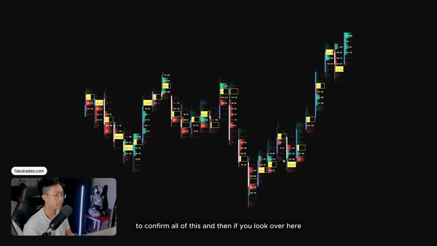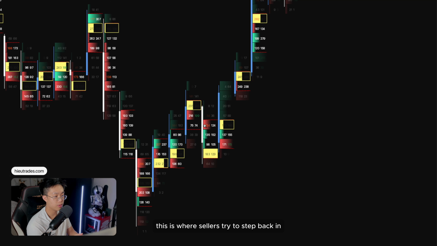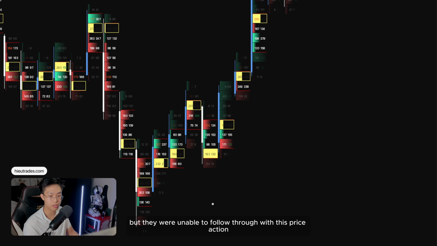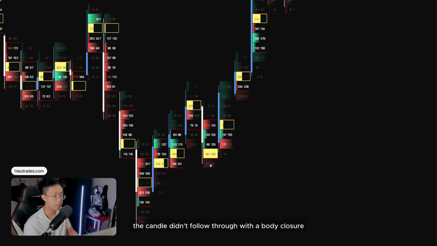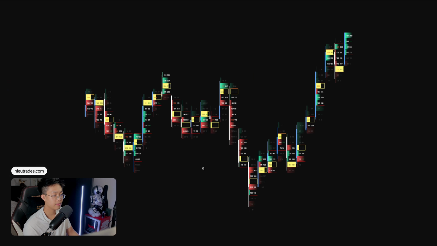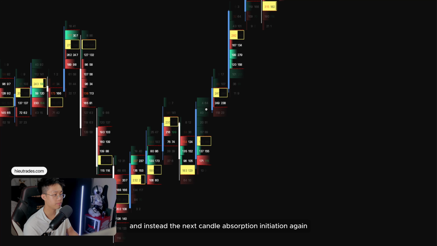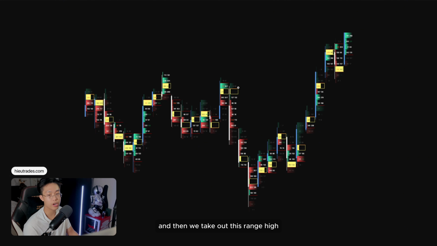And then if you look over here, this is where sellers try to step back in again with selling initiation over here and selling initiation over here, selling dominance. This point of control also has selling dominance, but it's highlighted in yellow because it's a point of control. But this was also a negative delta because when you compare sellers hitting the bid and buyers hitting the ask, sellers were more than buyers. So 3 significant levels of sellers taking control here, but they were unable to follow through with this price action. The candle didn't follow through with a body closure past these negative delta, right? And instead, the next candle, absorption, initiation again. And then we take out this range high.